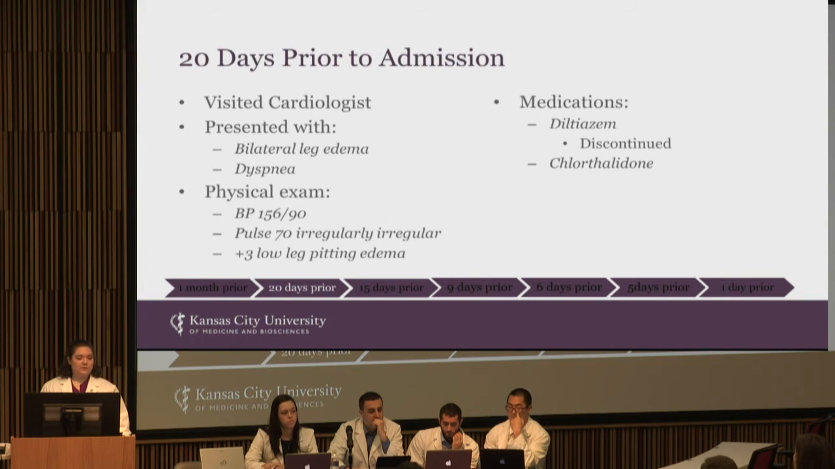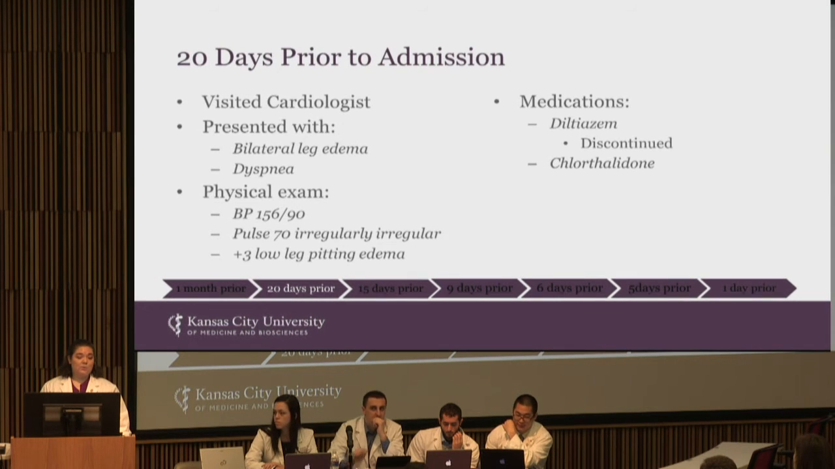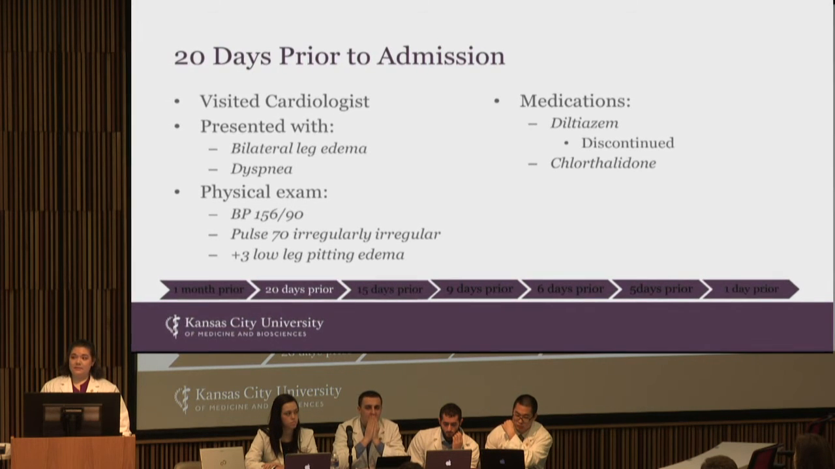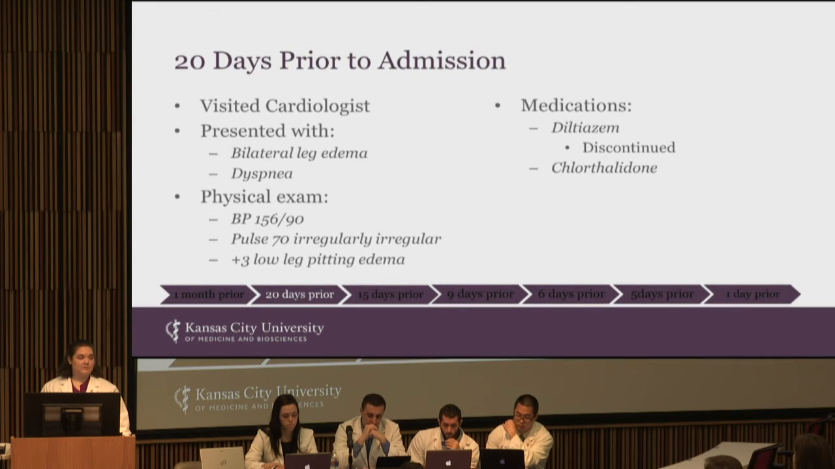Twenty days prior to admission, he visited his cardiologist, where he presented still with bilateral leg edema and dyspnea. Physical exam showed a BP of 156/90, and his pulse was 70 with an irregular rhythm. He had +3 lower leg pitting edema. The diltiazem at this time was discontinued, and he was started on chlorthalidone.